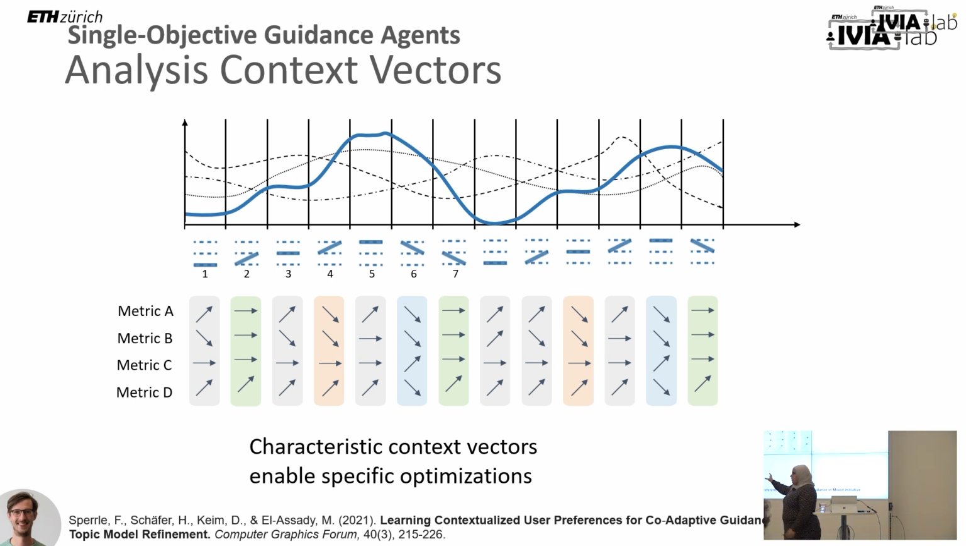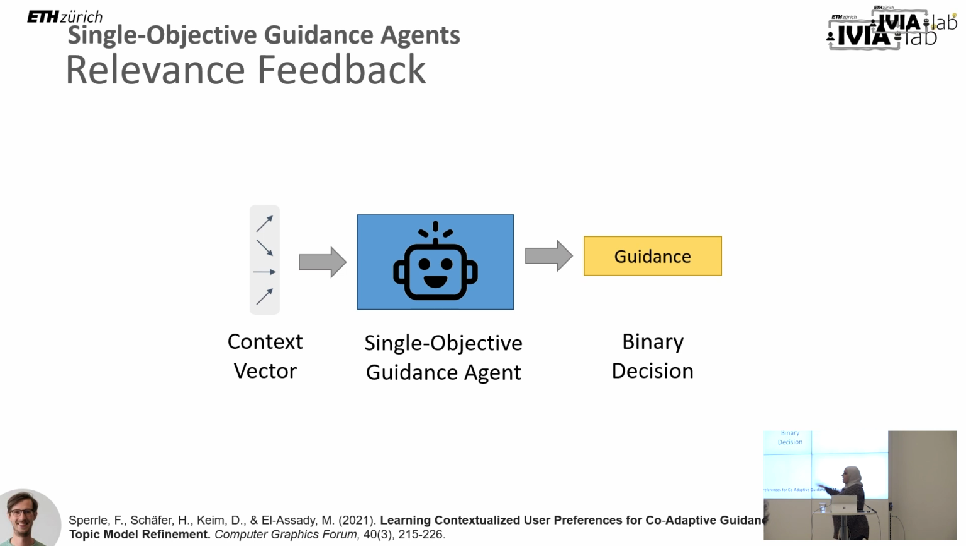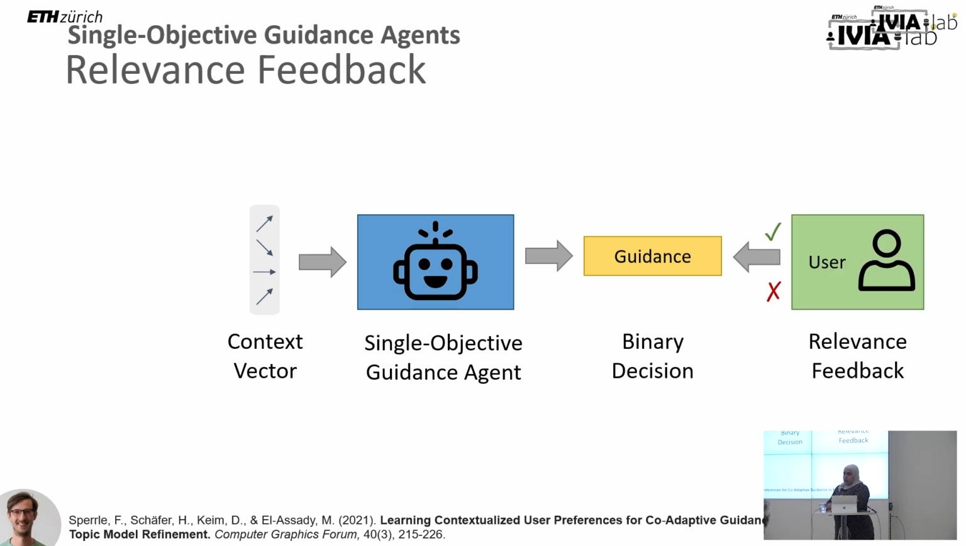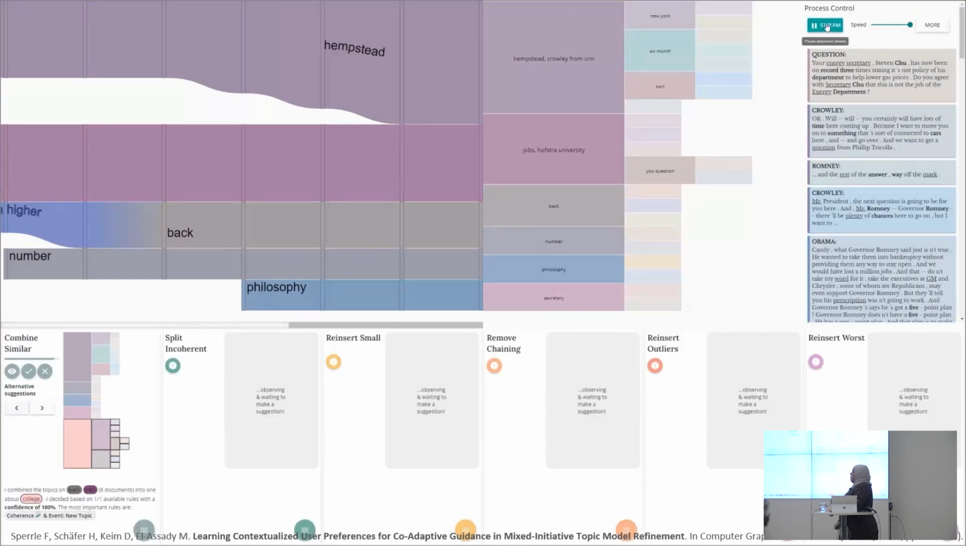So for one particular analysis window, we might know that a particular quality metric, such as topic coherence, for example, is going up or down. Another quality metric, such as topic separation, is going up and down, and so on. We represent these in these different shapes. Then we take these shapes, feed them into a model, and receive a binary suggestion or decision on whether or not we should give guidance at this particular point in time. This guidance receives some feedback, and then we can train a model.